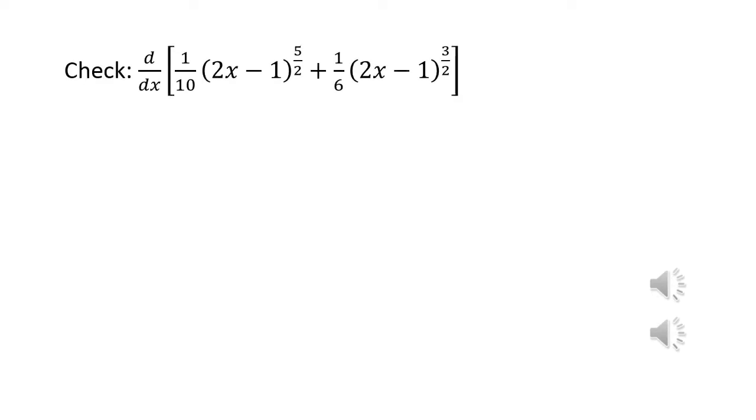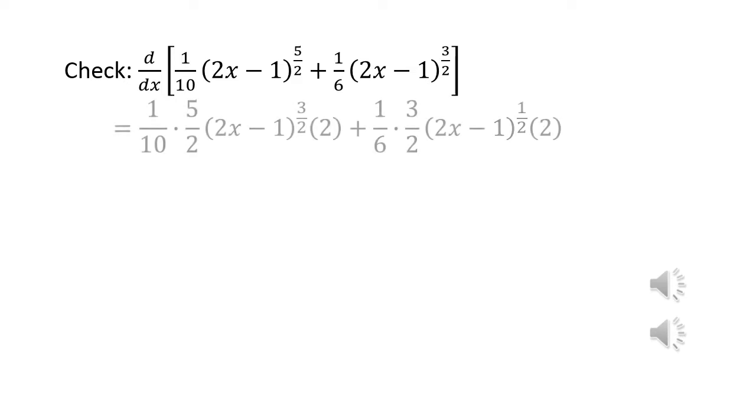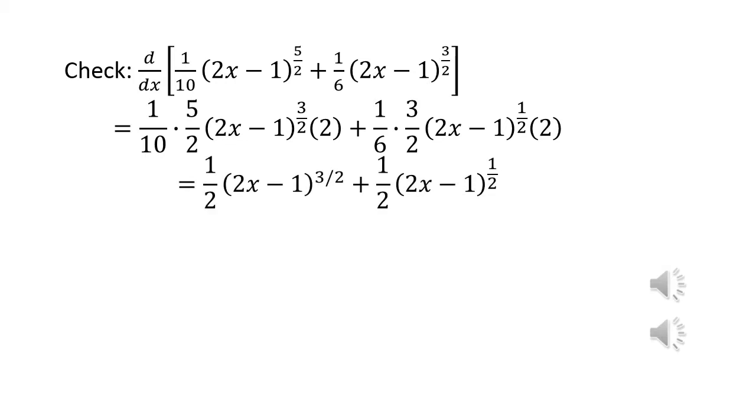But we are not done until we check. And so we take the derivative of our result, and when we do, using the usual power rule and chain rule, we end up with this result: 1/2 of 2x minus 1 to the 3/2 plus 1/2 times quantity 2x minus 1 to the 1/2.